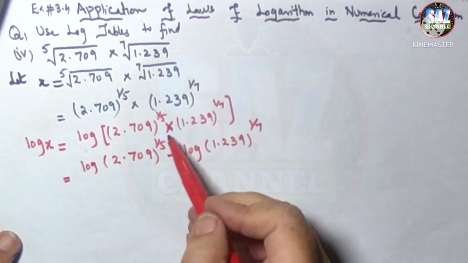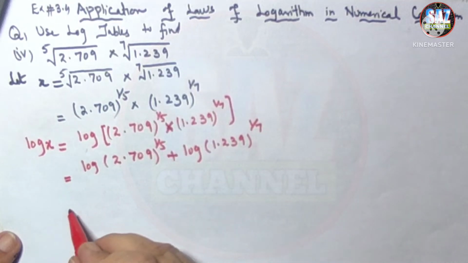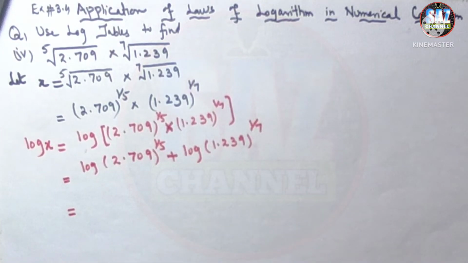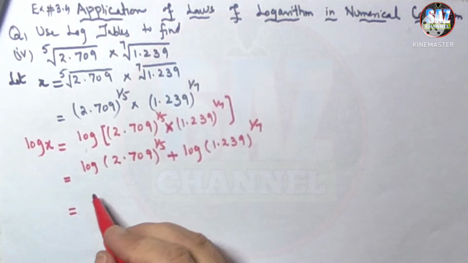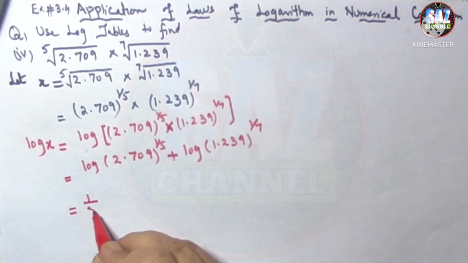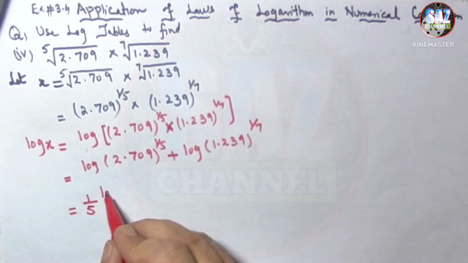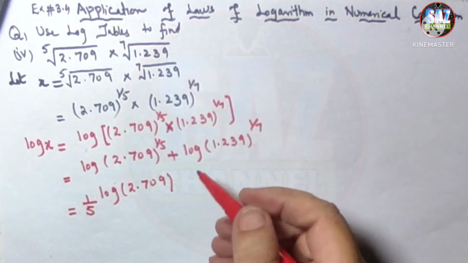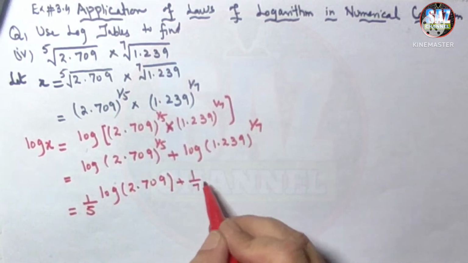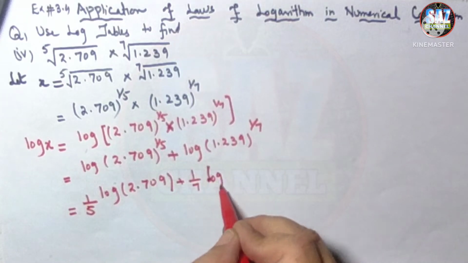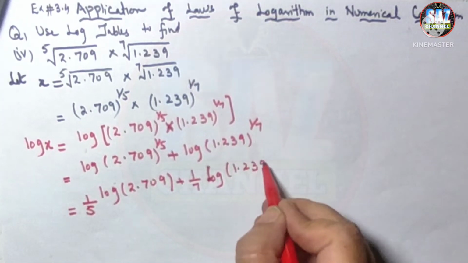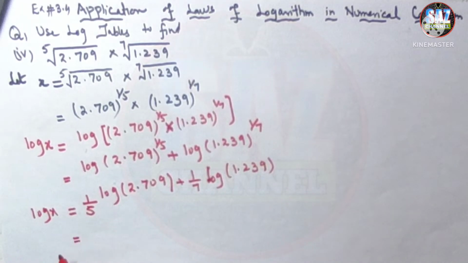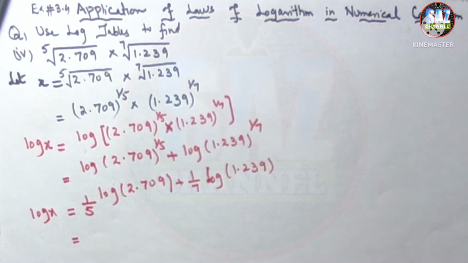Now we have used one of the laws of logs, and here we have the power or index as well. So what are we going to do with that index? According to the law of log, I have to bring down the index: 1 by 5 log 2.709, okay, plus 1 by 7 log 1.239. Till this step we have done nothing, students. We are just applying the laws of logarithm.